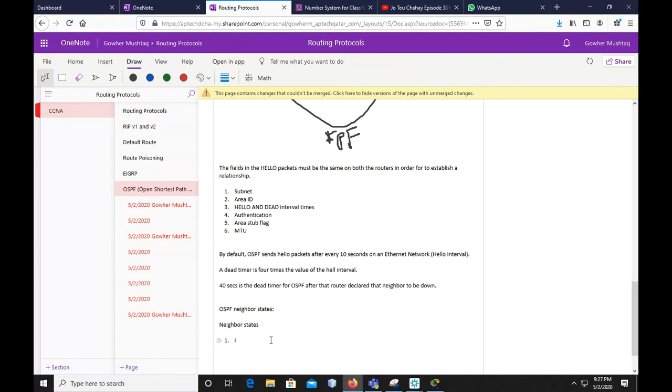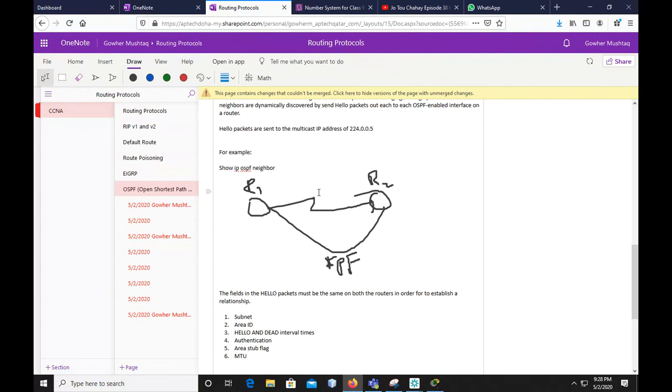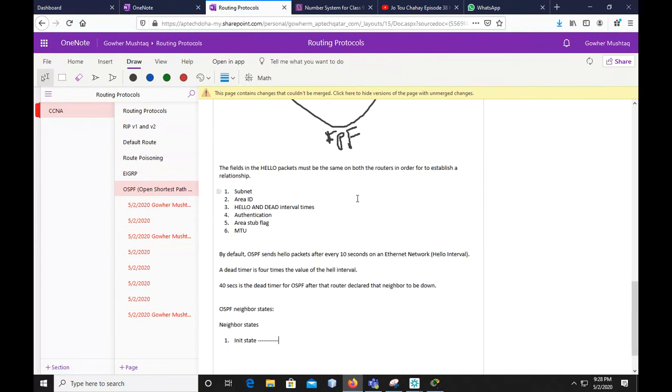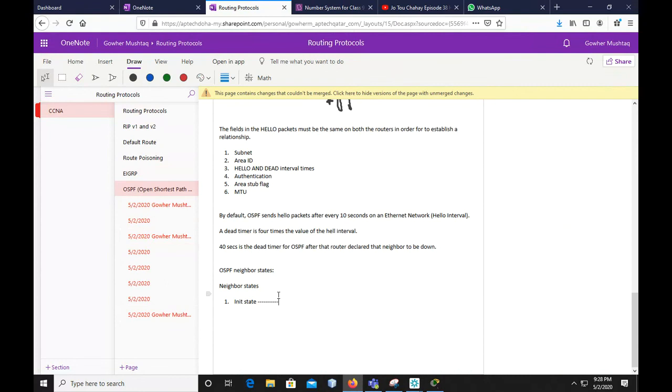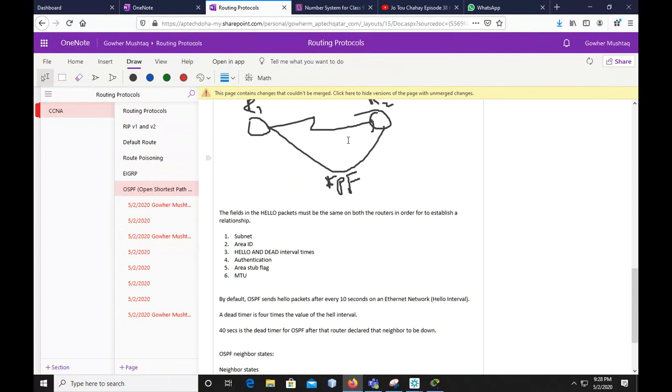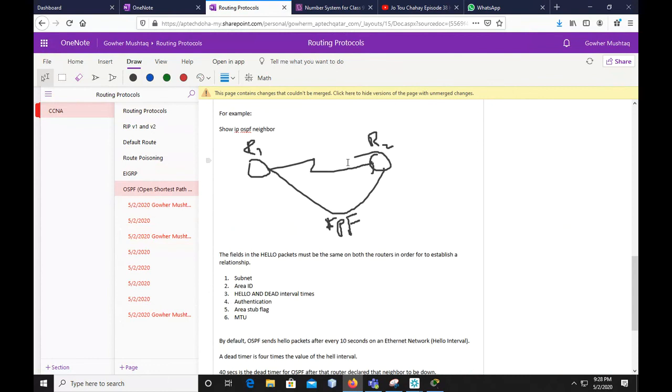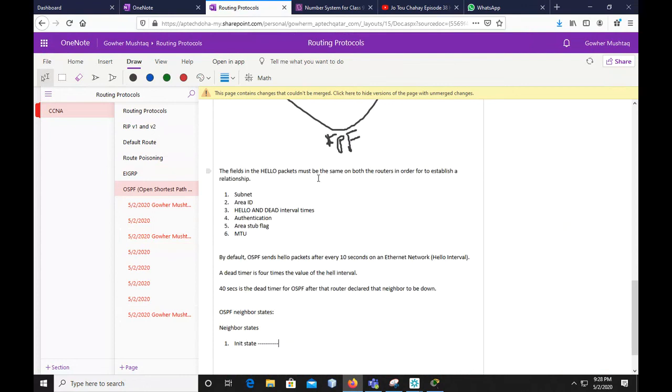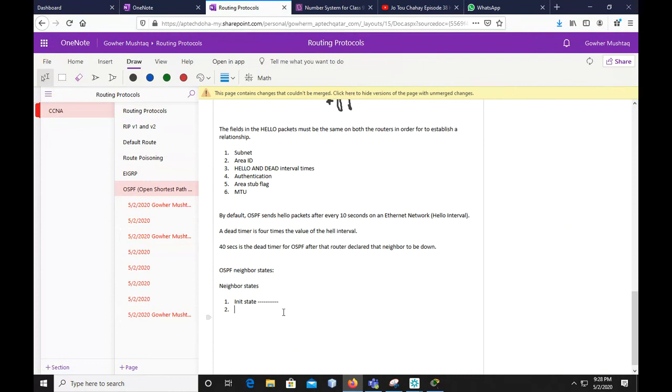First status is init, INIT, init state. What do you mean by init state? When you send a hello packet, a router has received it. For example, R1 sent a hello packet to R2. Now R2 received the hello packet. That means a router has received a hello message from the other OSPF router, so now it's in the init state. When one router like R1 sends a hello packet to the other neighboring router, that means it is in init state. Are you understanding?